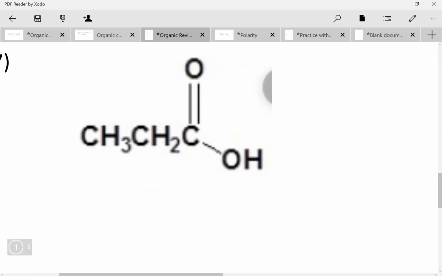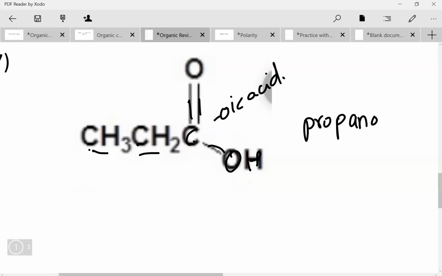Here's a diagram. CH3, CH2, COOH. We know that this is a carboxylic acid, so it has the ending -oic acid. How many carbons? 1, 2, 3. All single bonds between the carbons. So it's propanoic acid.